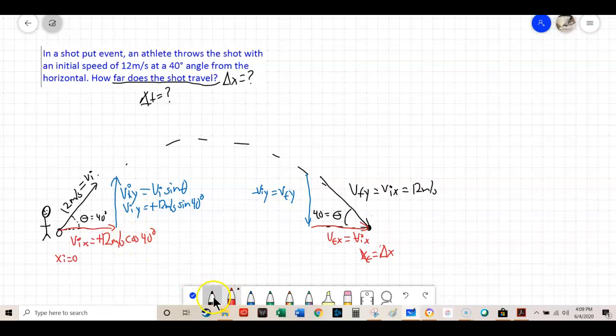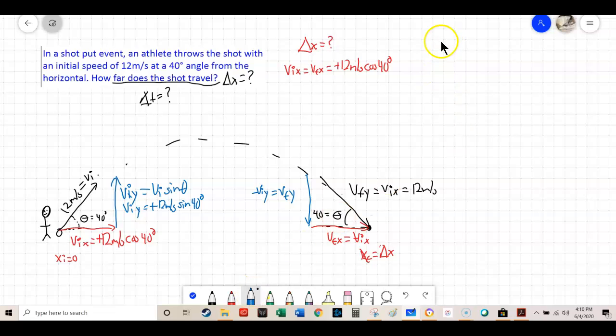So now that we have the basics and we've analyzed what's going on, I'm going to list out my stuff right here. In the x direction, we need to find delta x. Now, we know the initial velocity in the x direction, which is equal to the final velocity in the x direction, because it's constant velocity, and that is going to be to the right at 12 meters per second cosine of 40 degrees. We don't know delta t. In order to find delta x, we need to find delta t.